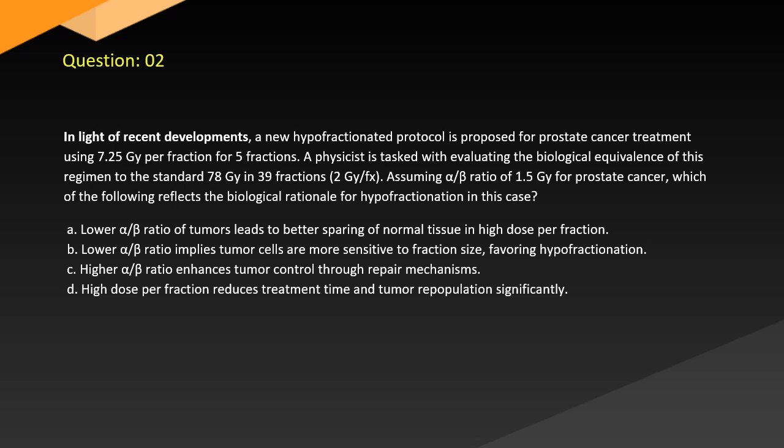A. For hypofractionation in this case, a lower alpha-beta ratio of tumors leads to better sparing of normal tissue at high dose per fraction. B. Lower alpha-beta ratio implies tumor cells are more sensitive to fraction size, favoring hypofractionation. C. Higher alpha-beta ratio enhances tumor control through repair mechanisms. D. High dose per fraction reduces treatment time and tumor repopulation significantly.